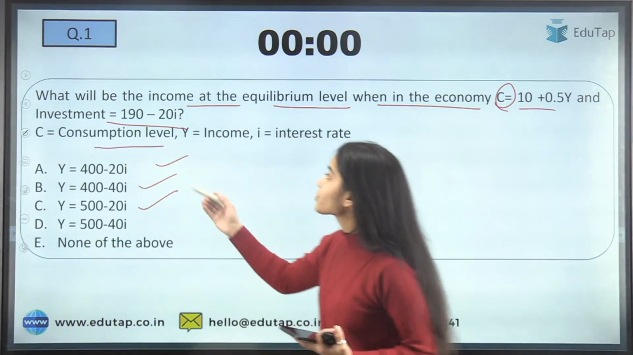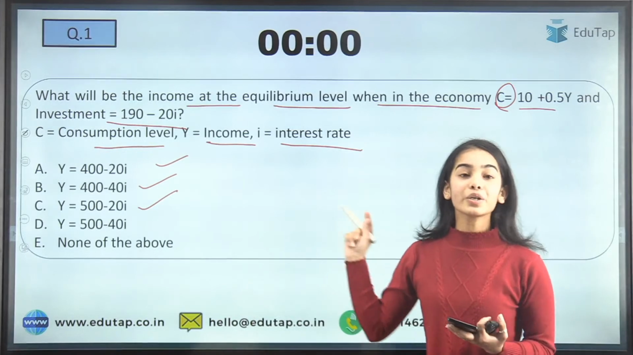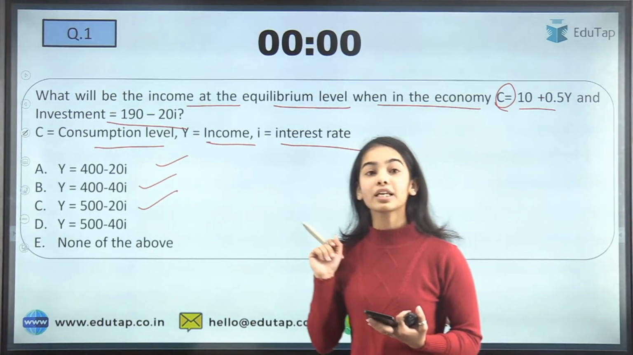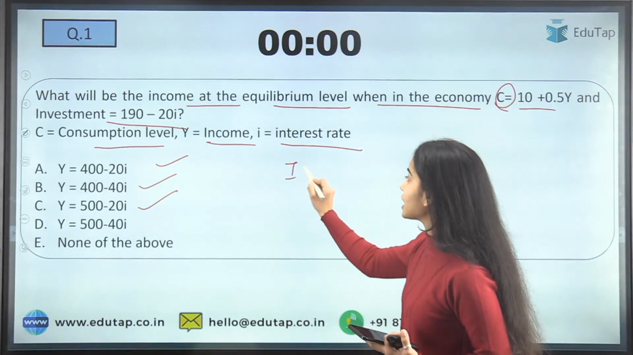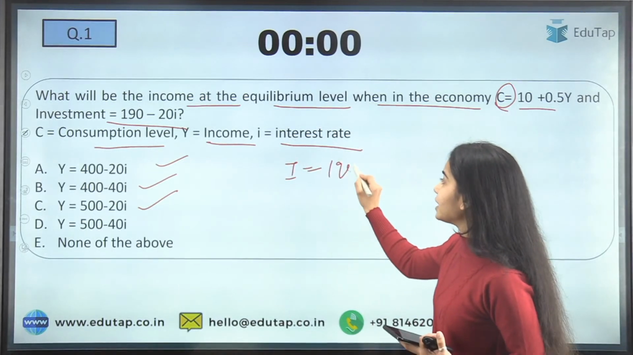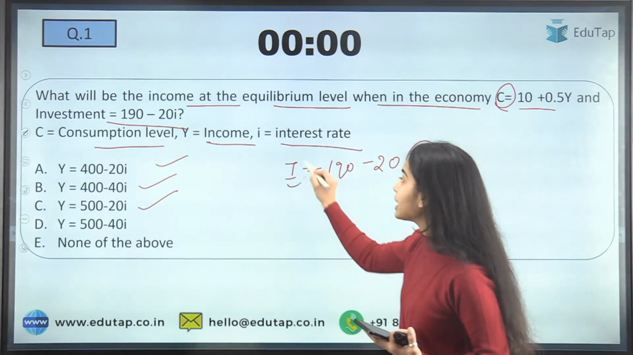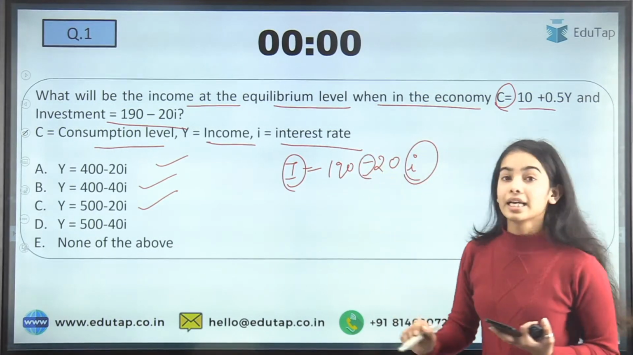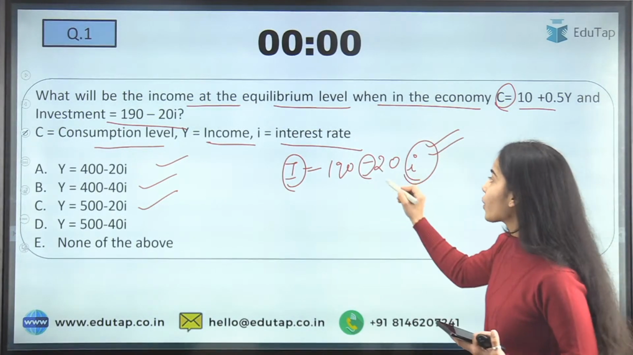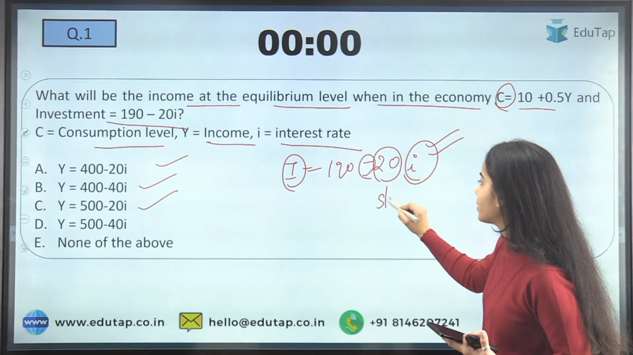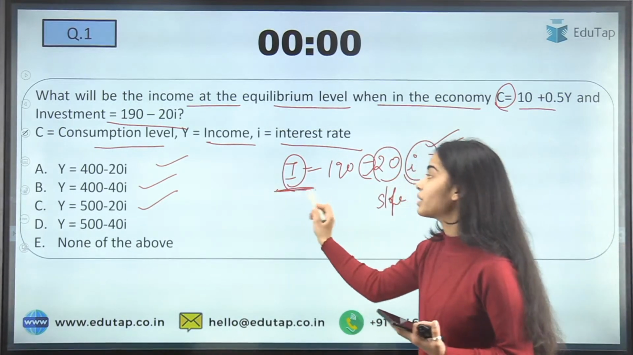So C is the consumption level, Y is the income, I is the interest rate. Here you can also understand the investment function, the investment equation. So the investment equation is equal to 190 minus 20I. That is, the investment is inversely related with the interest rate. And this is the slope, which shows that if the interest rate is changing, how much the investment is changing.